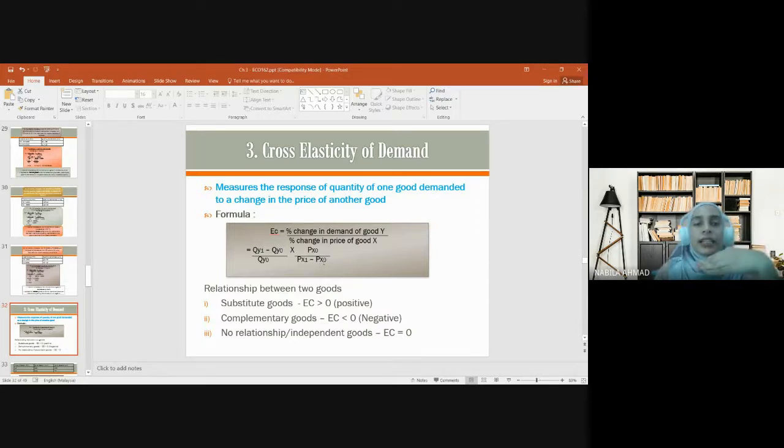So bila kita nak cari cross elasticity of demand, sebenarnya kita nak mencari hubungan antara dua barang ni. So relationship between these two goods. Sama ada barang tu substitute, complementary atau tiada hubungan, kita panggil independent goods. So kalau kita dapat value positif, itu adalah substitute goods. Kalau kita dapat negatif, complementary. Kalau dapat kosong, tak ada hubungan lah, independent goods.